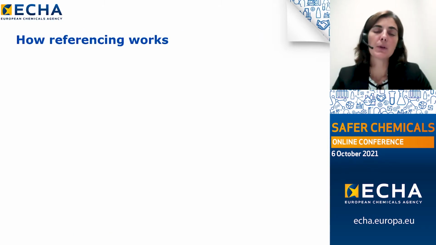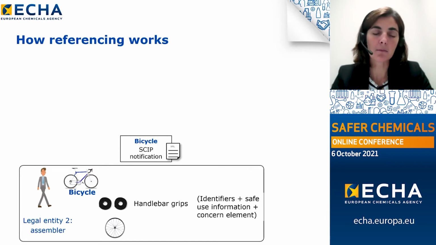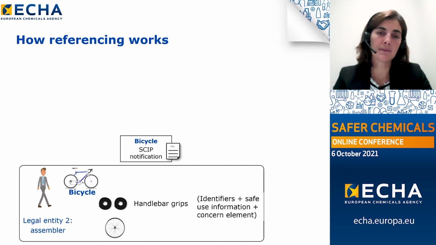Now I'm going to introduce the other simplification strategy, the use of referencing in a SCIP notification dossier. This tool will be used for assemblers of complex objects that need to prepare a SCIP notification for these complex objects, and they can create a lightweight dossier by including the information of the components of the bicycle by referencing the information that has been previously submitted for those components. Let's see this example.